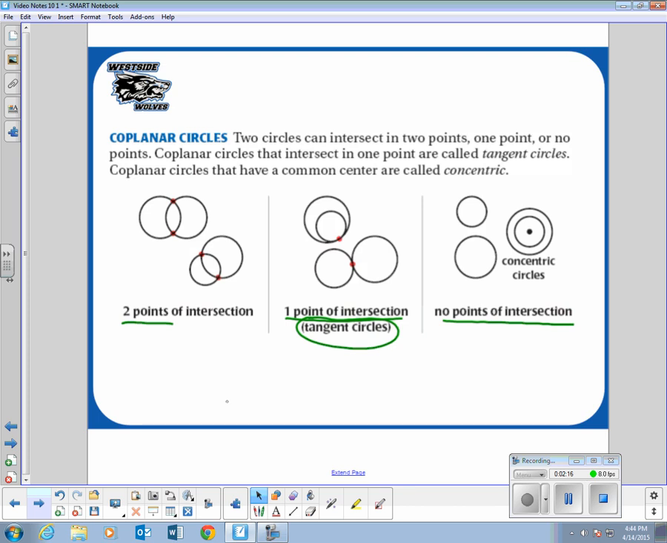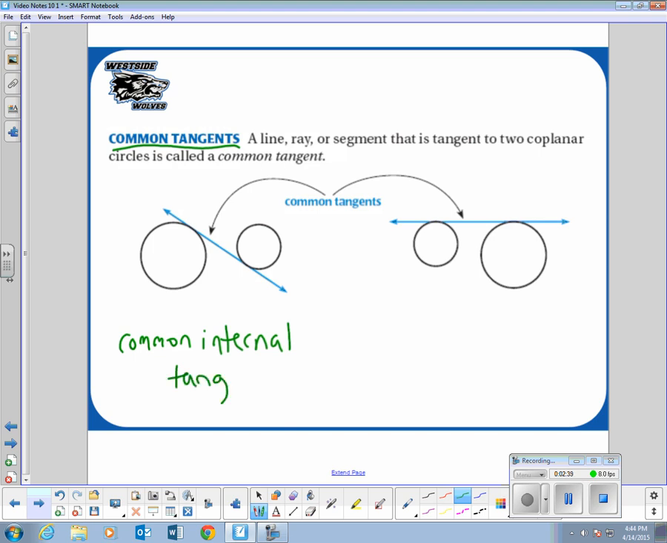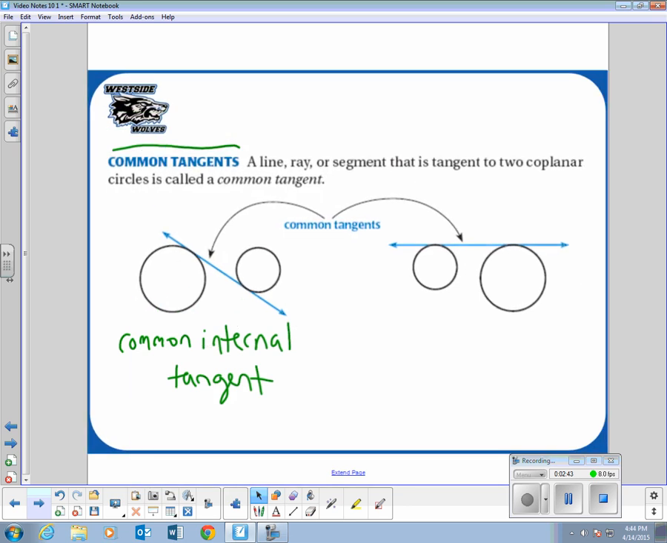Now, we said on a plane because if we go three-dimensional, lots of rules can change. Okay, now these are common tangents, so make sure you write those common tangents down. There are two types of common tangents. This is called the common internal tangent.